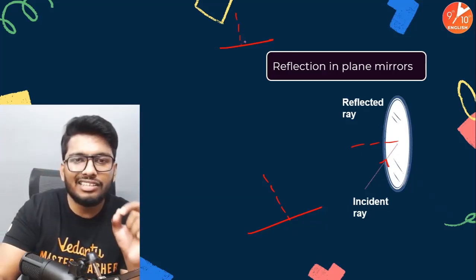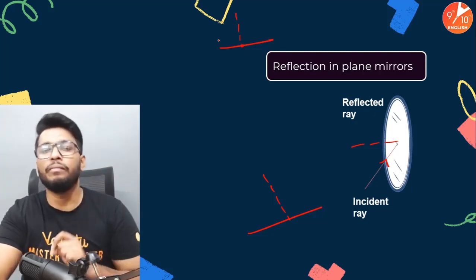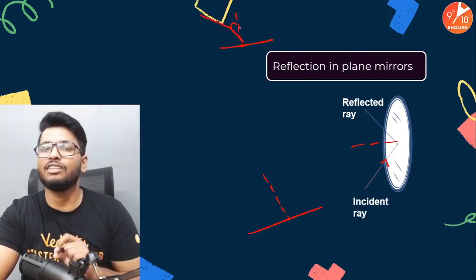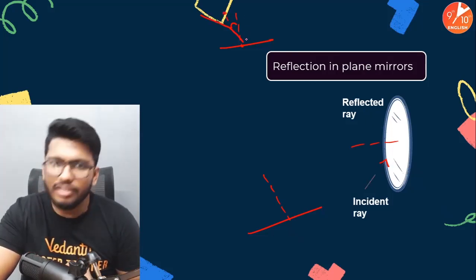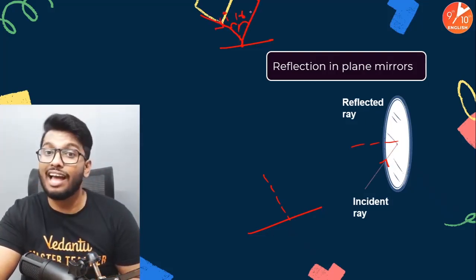So wherever the light ray is incident, to that point, I'm going to draw a normal. And the angle formed between the incident ray and the normal would be called the angle of incidence. And the angle formed between the reflected ray and the normal would be called the angle of reflection.